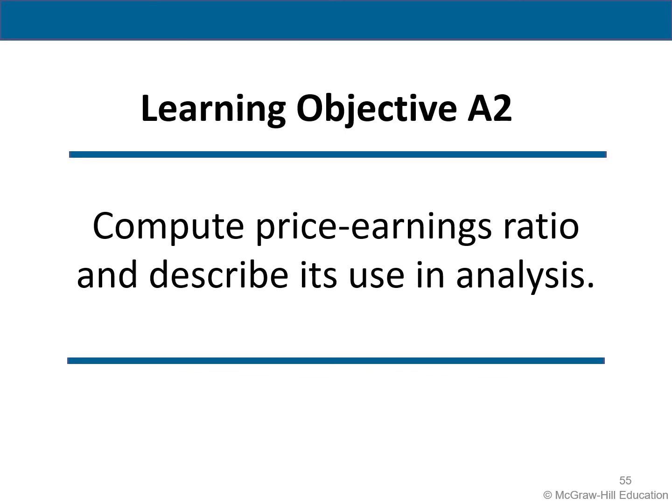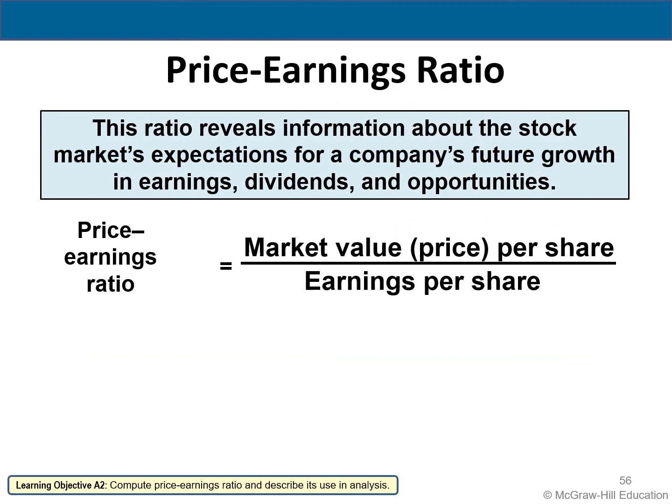And then the price earnings ratio. A comparison of the company's earnings per share and its market value per share reveals information about market expectations. This comparison is traditionally made using the price earnings ratio, or what we call the PE ratio. That's the market value, or the price per share, divided by the earnings per share. Some analysts interpret this ratio as the price that the market's willing to pay for the company's current earnings stream.